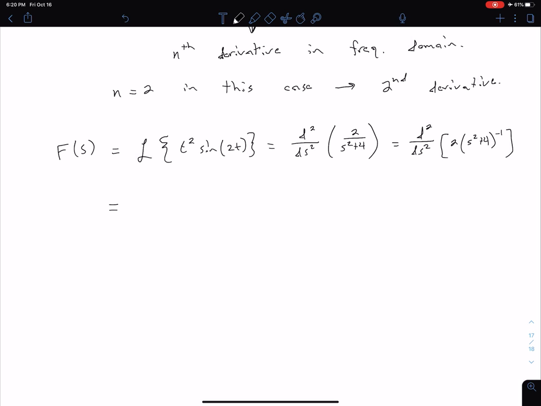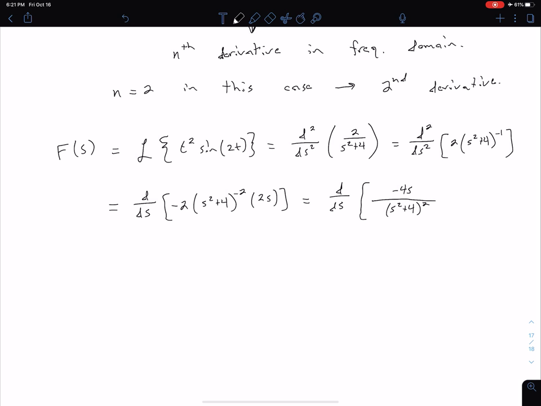Let's do one derivative at a time. If we've taken one derivative, we still have a derivative with respect to s left. The -1 comes down, so we have -2, multiplied by s squared plus 4, and we increment that exponent to -2. From the chain rule, looking inside the parentheses, we have a 2s coming out. Again, to make this easier, I'm going to rewrite it: d ds of, in the numerator, -4s, and in the denominator, (s squared plus 4) quantity squared.